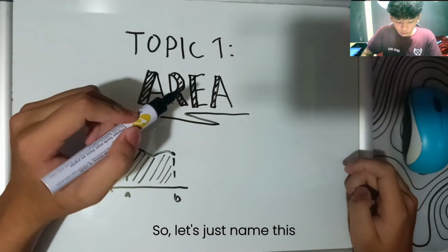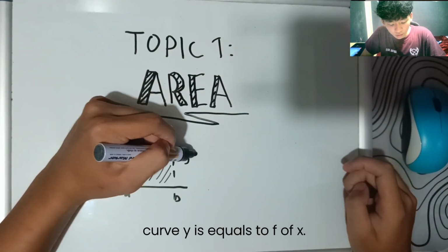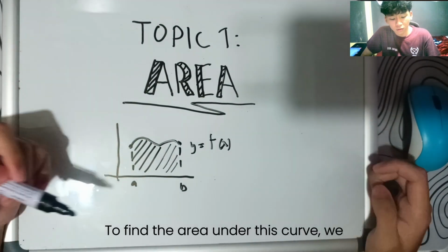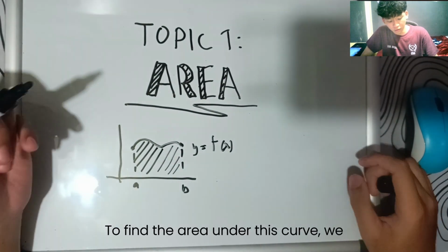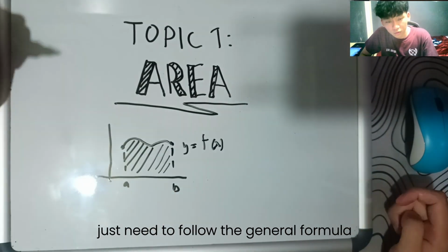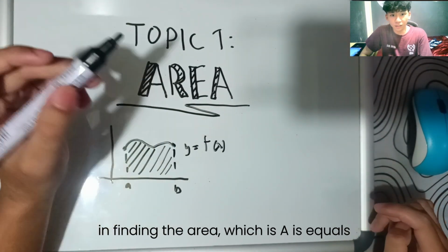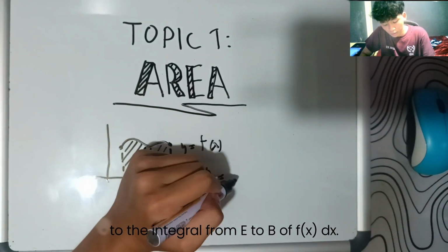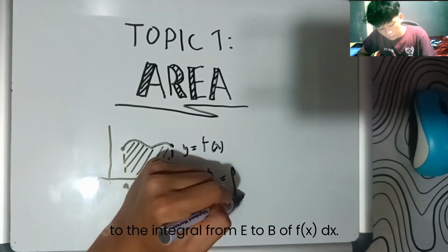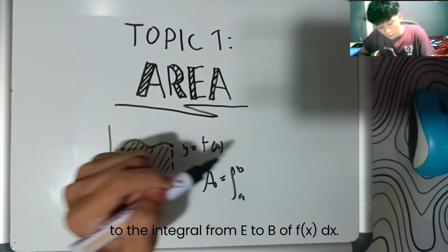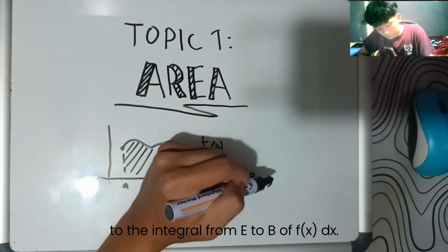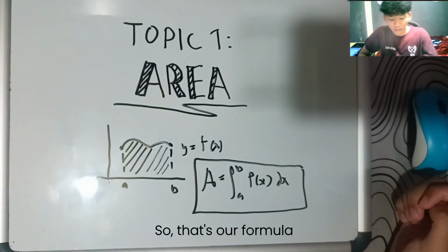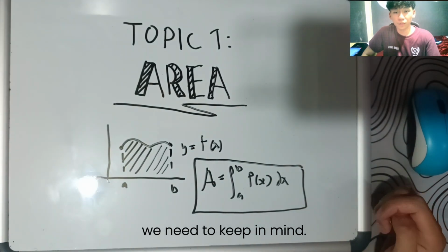So let's just name this curve y equals f of x. To find the area under this curve, we just need to follow the general formula in finding the area, which is A equals the integral from a to b of f(x) dx. So that's our formula we need to keep in mind.